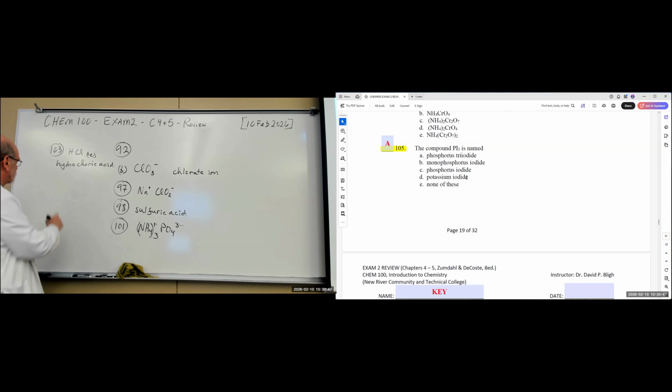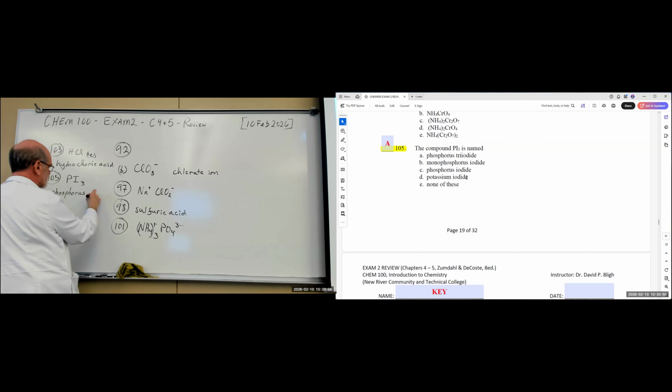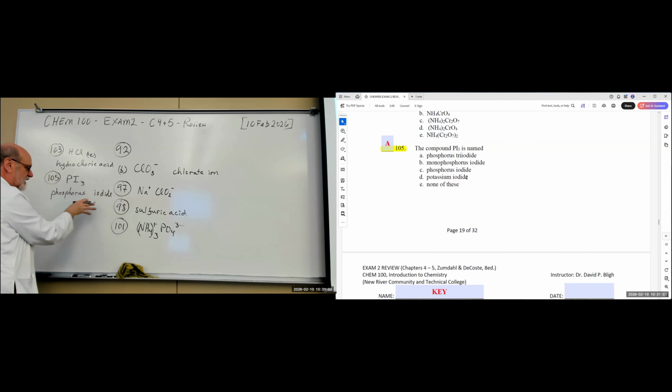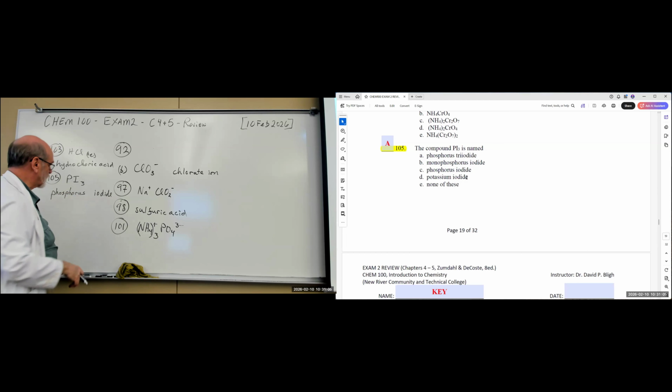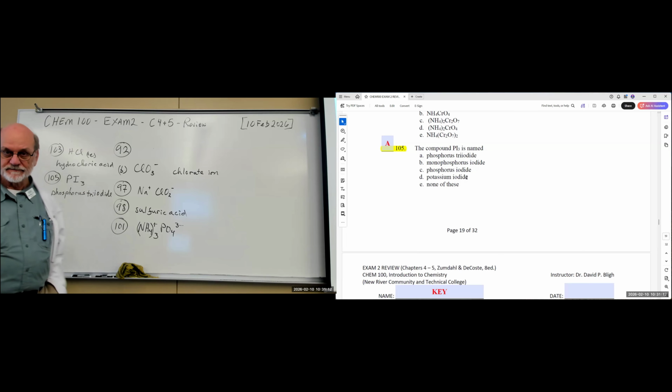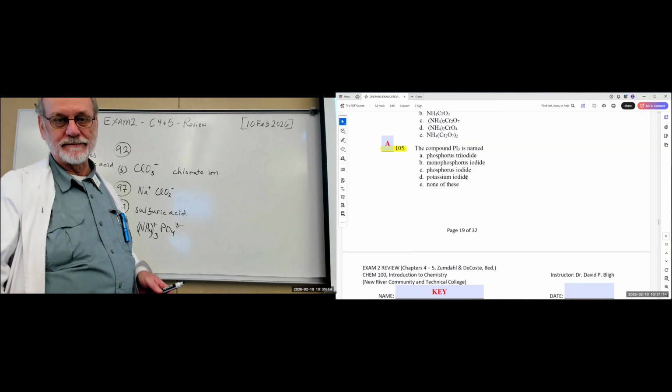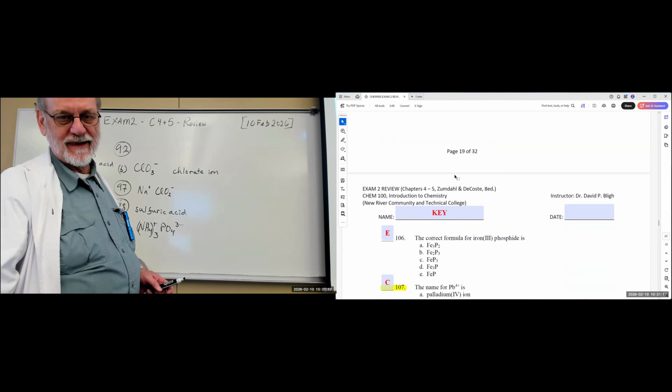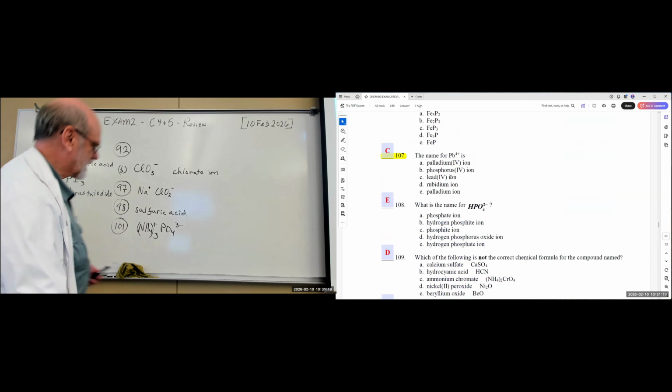PI3 is named what? 105. PI3. That's phosphorus. This is iodide. Iodine with an ide ending on it. This is a nonmetal, so this is phosphorus triiodide. Triiodide. 107.